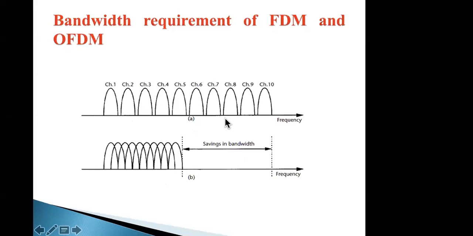In frequency division multiplexing, I have to use a guard band between the channels. Whereas in OFDM, orthogonal frequency division multiplexing, we don't use a guard band. We just place the carriers orthogonal to one another. Because of that, we save a large bandwidth in the spectrum. With that saving, I can send more data at a faster parallel transfer.